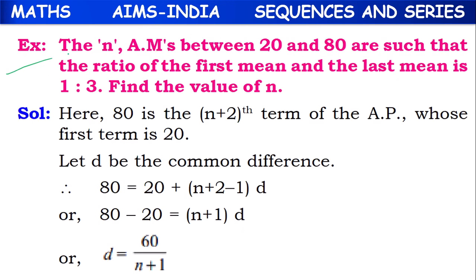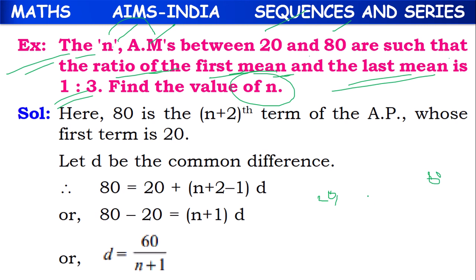Next one, another example. The n arithmetic means between 20 and 80 are such that the ratio of the first mean and the last mean is 1:3. Find the value of n. So there are n arithmetic means between 20 and 80. Between 20 and 80, there will be n terms. So this 80 will be the n plus 2th term of the AP, whose first term is 20.